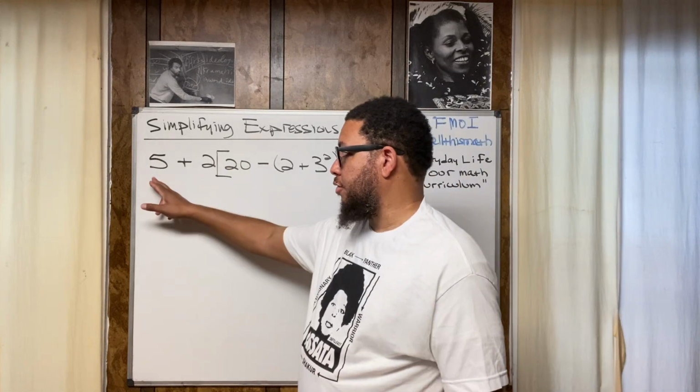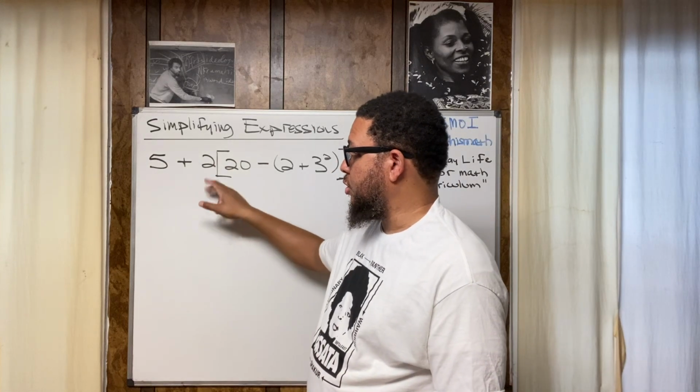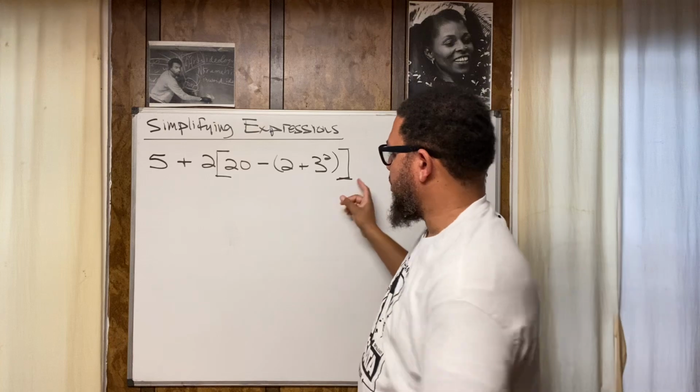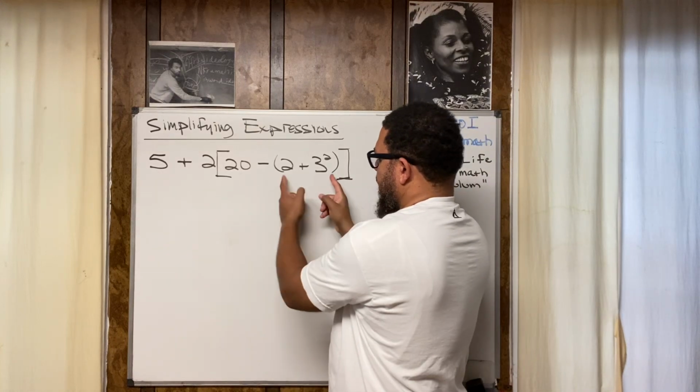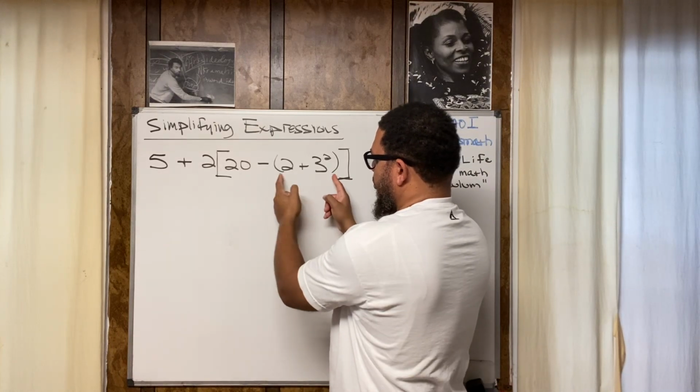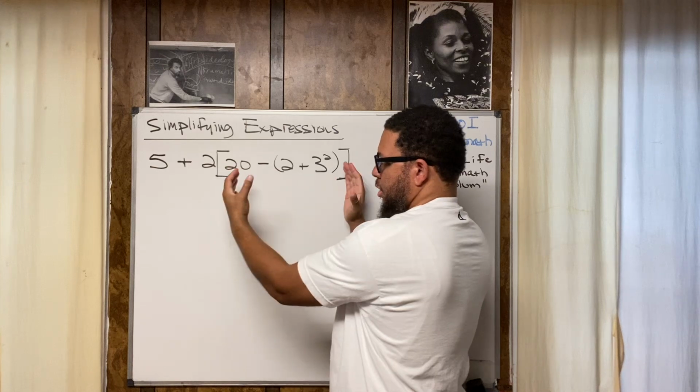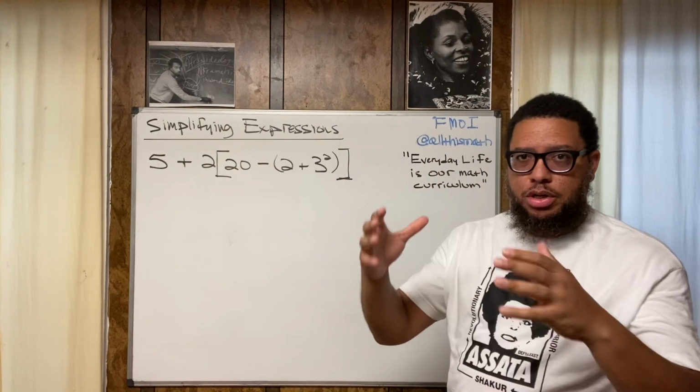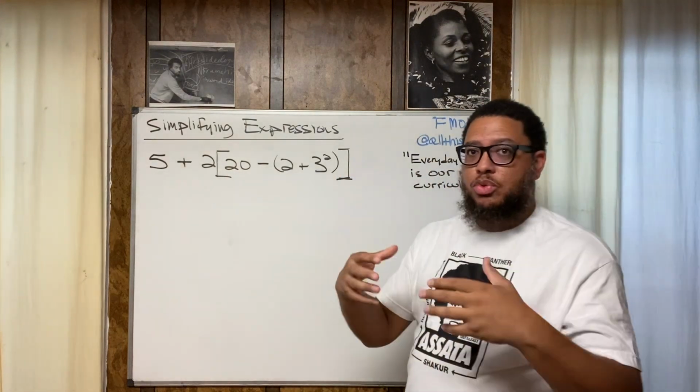So we start at 5. We do 5 plus 2. Now these are brackets. This is a grouping symbol, just like these are parentheses. Brackets, parentheses, brackets, parentheses. They tell you that certain groups of numbers go together, so certain operations will be done together.